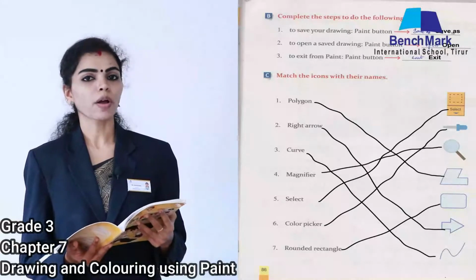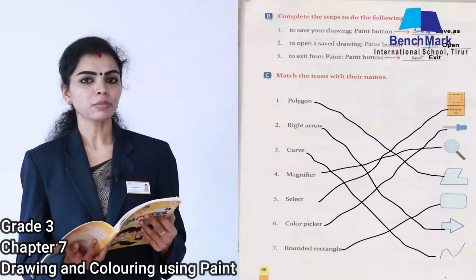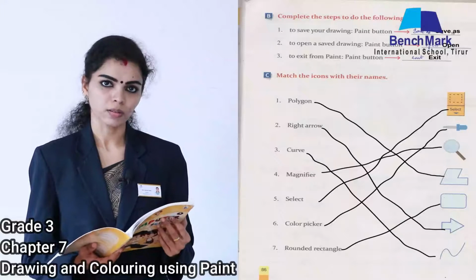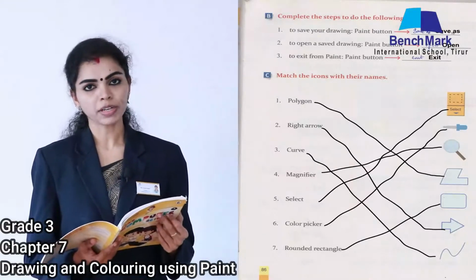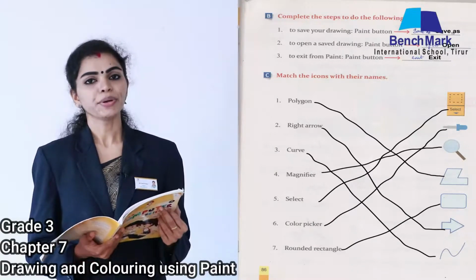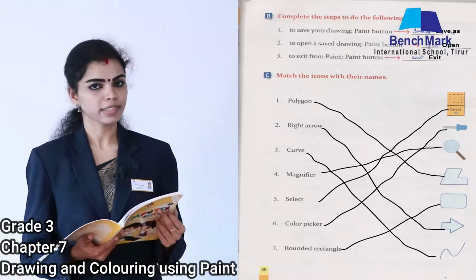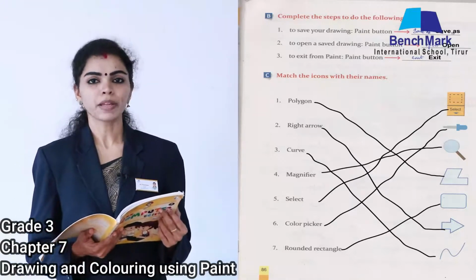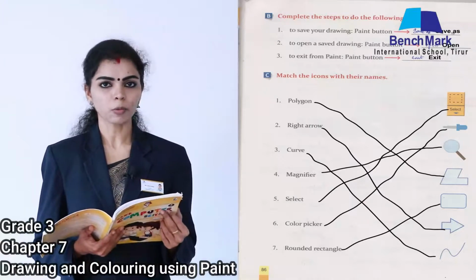We will see the steps to do the following. For saving your drawing, how can we save it? We can save by clicking the Paint button, then you can click the Save As option. With this you can save your drawing. To open a saved drawing, how can we open it? By clicking the Paint button, you need to click the Open option. By clicking it you can open an already existing drawing. To exit from Paint, you can click the Paint button and then click the Exit menu. By clicking it you can come out of Paint.